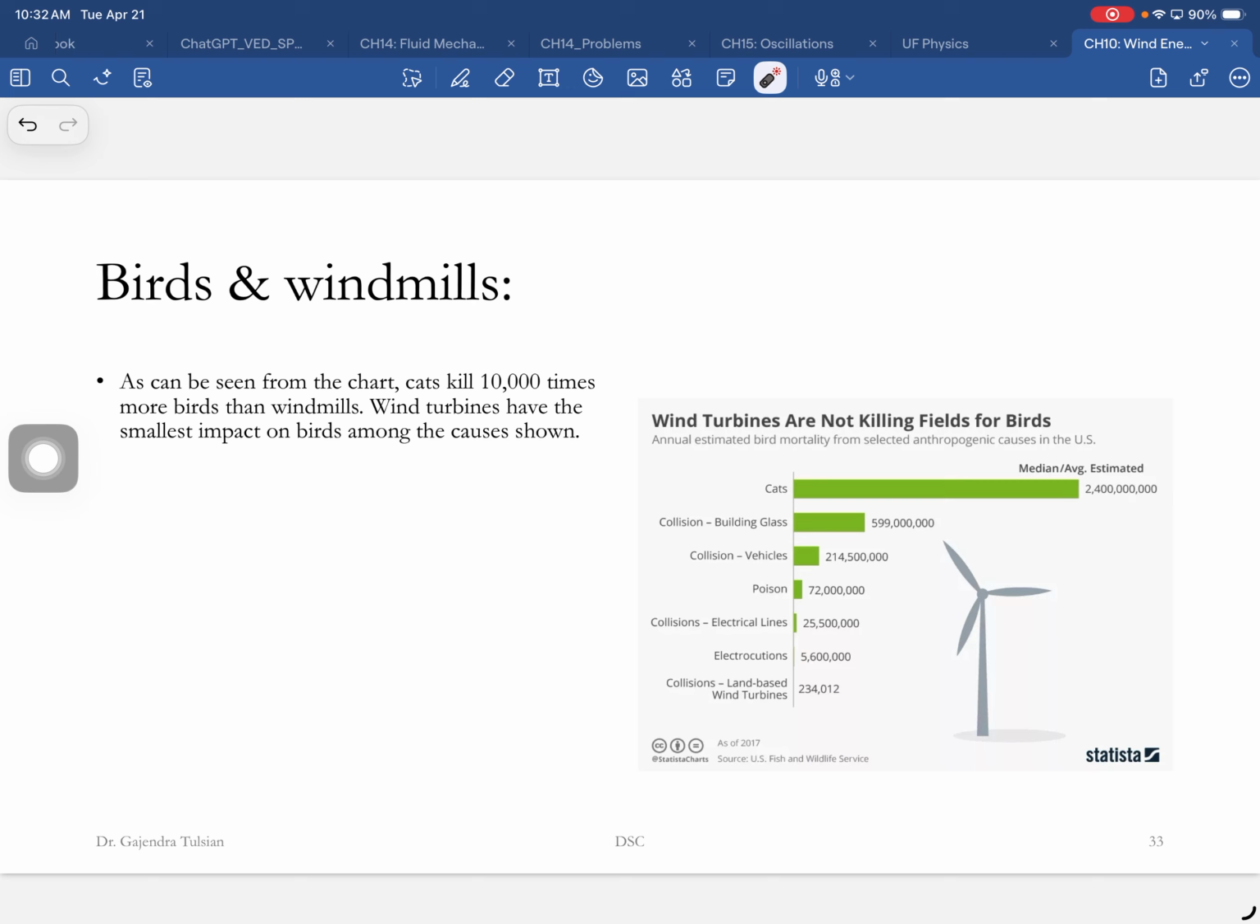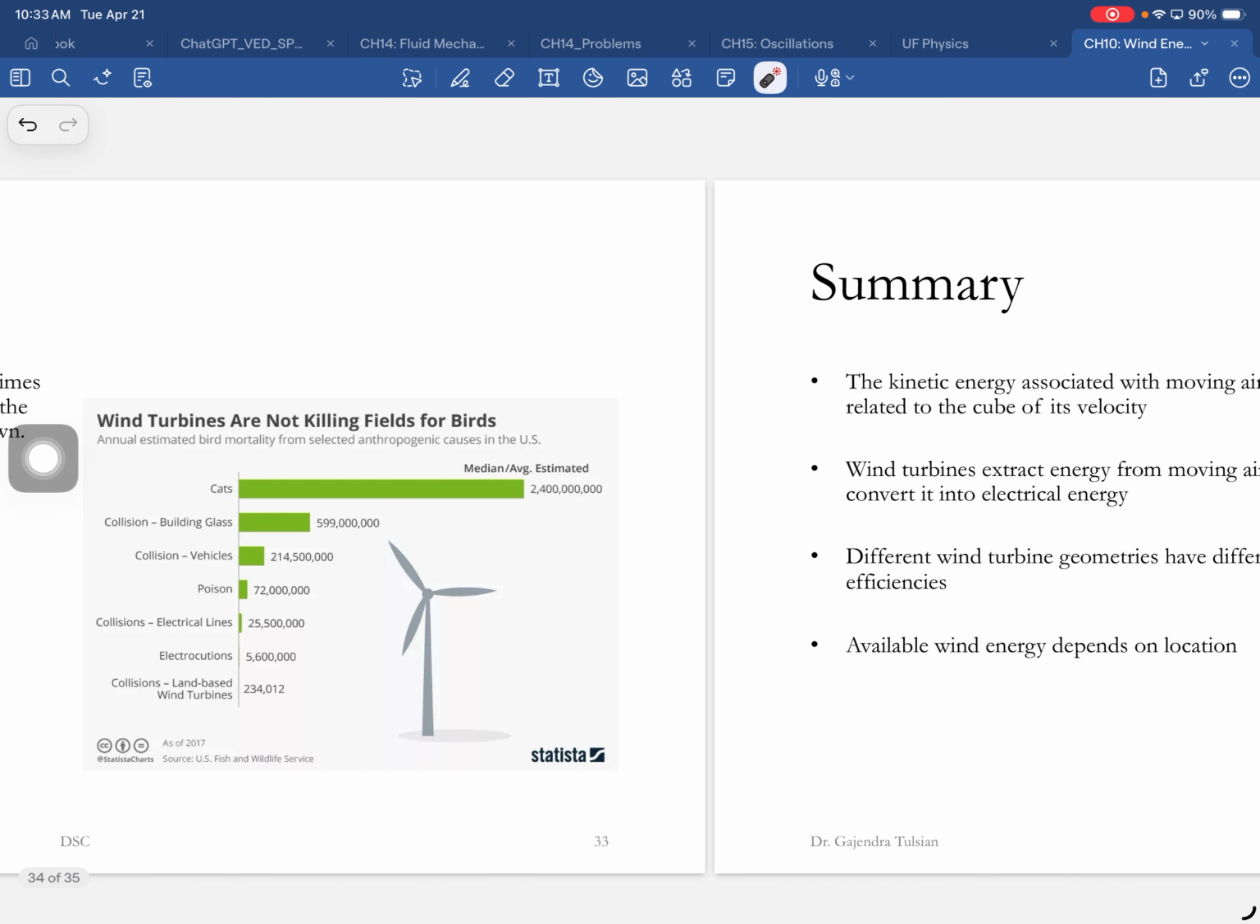Collisions with building glass: in my office, I hear birds collide with my window every once in a while. That's about 600 million. What's the really big one there? That's cats, killing birds, 2.5 billion. Collisions with glass buildings, 600 million. Look at this: collision with land-based wind turbines, nothing. So windmills really don't. And it's per year? Yeah, per year. It's not much actually.